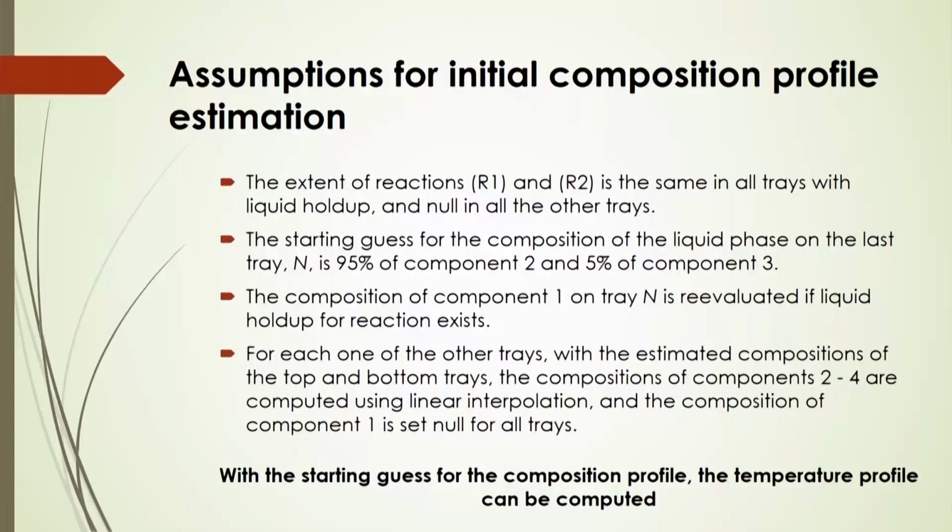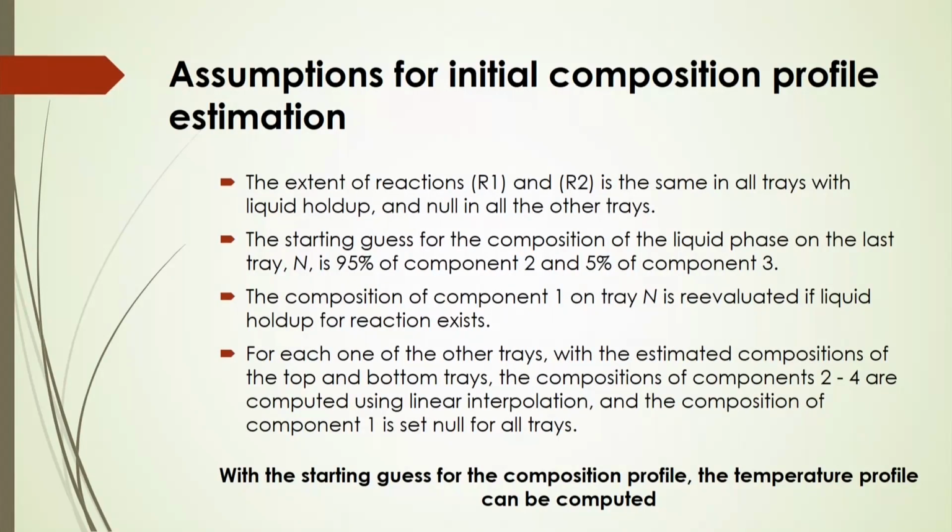And the composition of component 1 on tray N is re-evaluated if the liquid holdup for the reaction exists. For each one of the other trays, with the estimated composition of the top and bottom trays, the composition of components 2 to 4 is computed using linear interpolation, and the composition of component 1 is set null for all trays there.